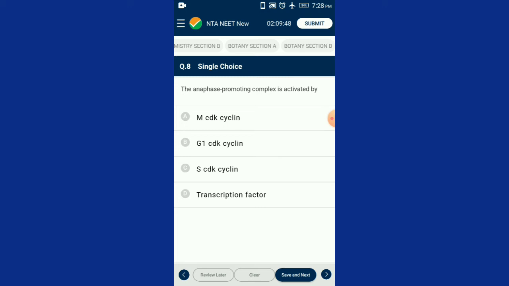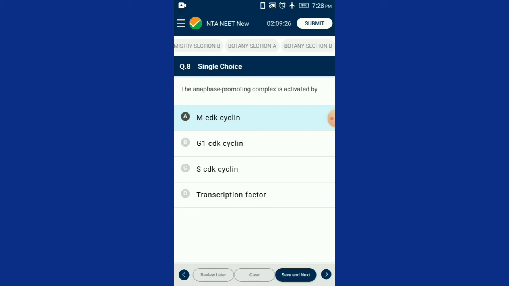So the answer is option A, that is M-CDK cyclin. M-phase cyclins form the M-CDK complex and drive the cell's entry into mitosis and act on the anaphase promoting complex.